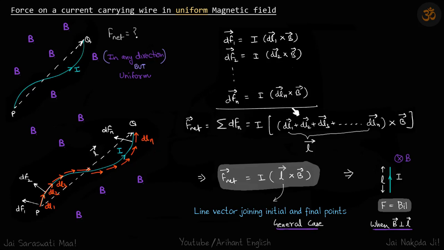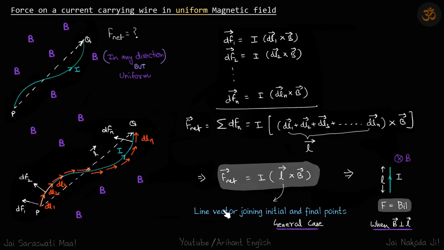Now if we add all these, so we get F net is equal to sigma dFN. So if you add all these forces on small particles, you will get F net is equal to I times (dL1 plus dL2 plus dL3 plus dL4 up to dLN) cross B vector. Now this summation of all these small elements of length is L vector. So let's say this is L vector, PQ vector.